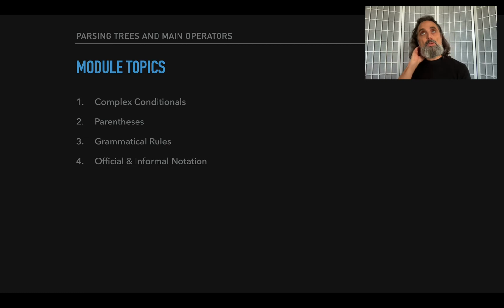We've seen that we can use parentheses to avoid grammatical ambiguities in our logical language. We've learned about the grammatical rules for our logical language, and we've learned about official and informal notation. Now we're going to learn about parsing trees and the main operator. So let's get going with that.